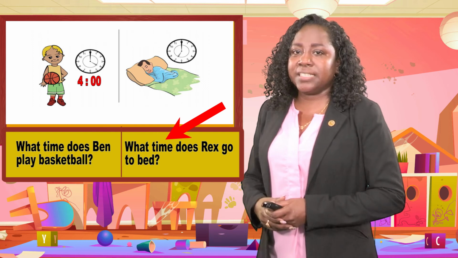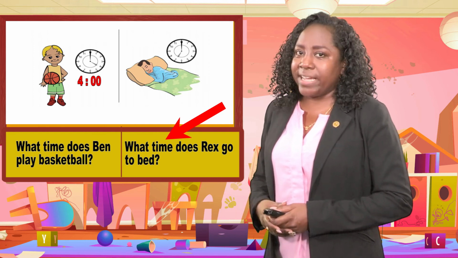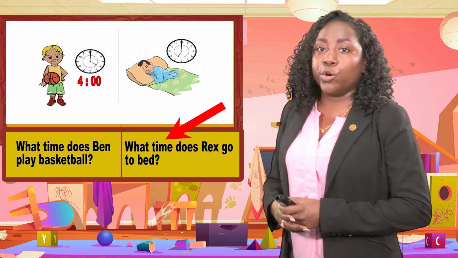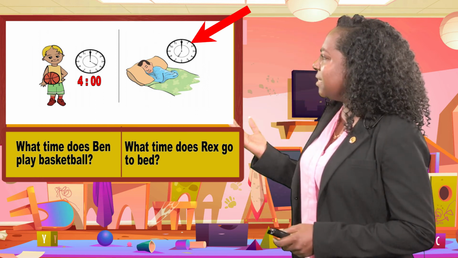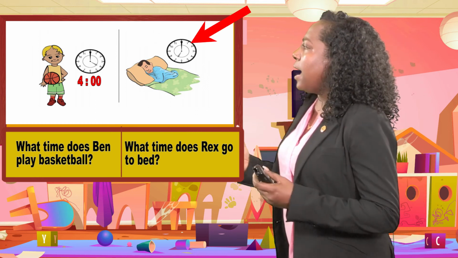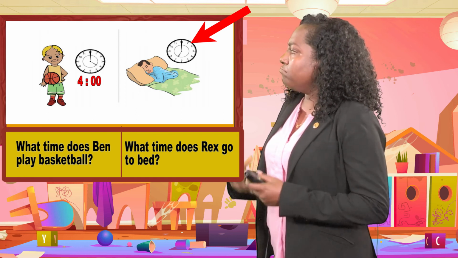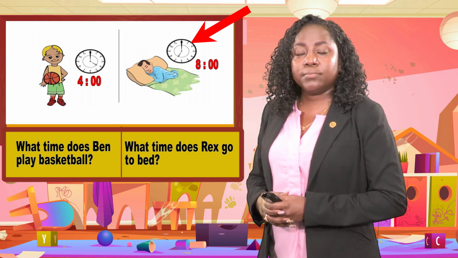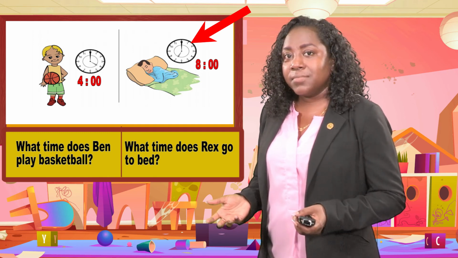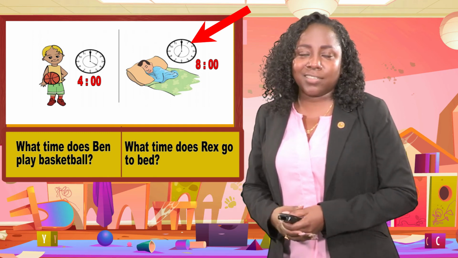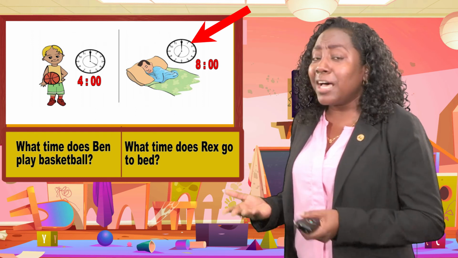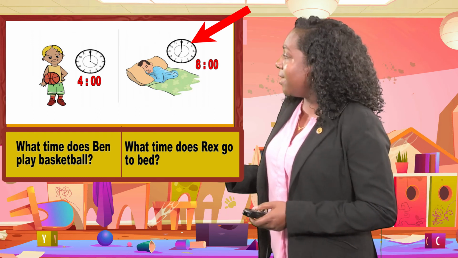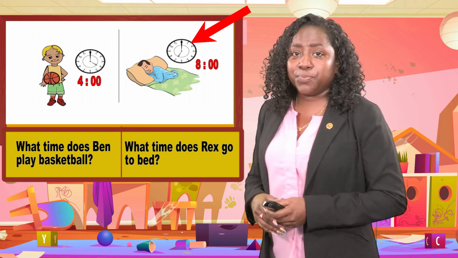The question is, what time does Rex go to bed? If I look on the clock here, I would see the time shows 8 o'clock. It does not show 8 o'clock. It's telling me that some of you are not paying attention. Let's look at the clock again. What time does Rex go to bed?